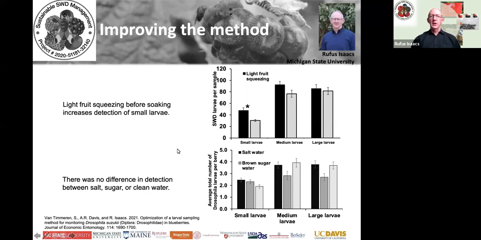In the bottom graph, we see that salt water is in black, brown sugar water is in the gray, and then the lighter one that was also cut off is just clean water without any sugar or salt in there. And interestingly, those gave very similar results. I think because usually salt water or sugar are used to make the larvae float by making a higher density solution. And when you're sorting through a filter, you don't need that. So I think we could dispense with salt water and brown sugar if we're doing this through a coffee filter.